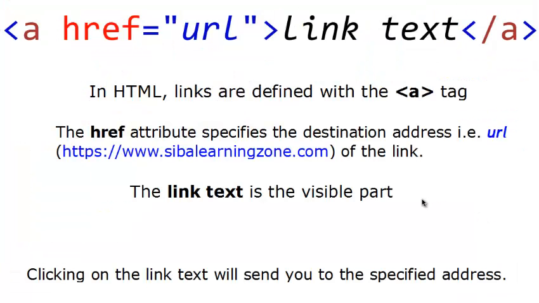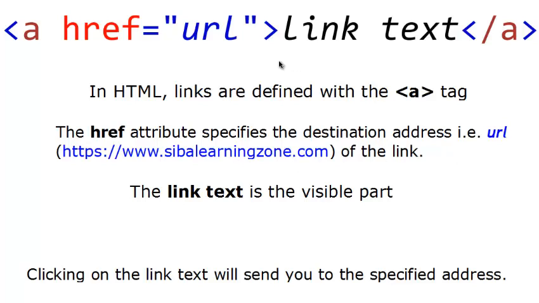So in summary, when you want to create a link, we use the a tag, and a tags come in pairs. We have the opening a tag and then the closing a tag. And within the opening a tag, we have the attribute href, which leads us to the URL. And the link text, that is the visible part of the link. The href attribute specifies the destination address.